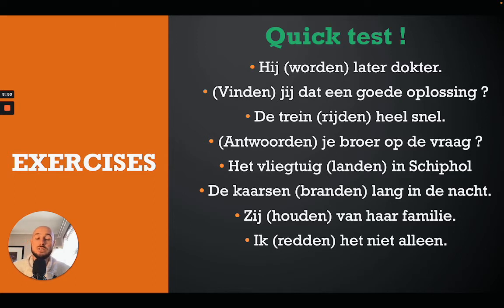The next one is de trein rijden heel snel. So the train drives very fast. So the trein rijden. Okay, the train, that would be our third singular. We find the base of the verb. We take away en. And then we end up with a D as our base. The train, third singular, so it's he. So we have to add a T, rijdt, DT, right?